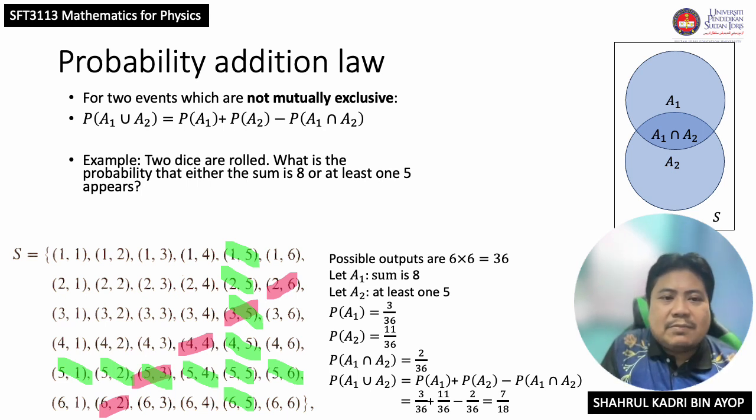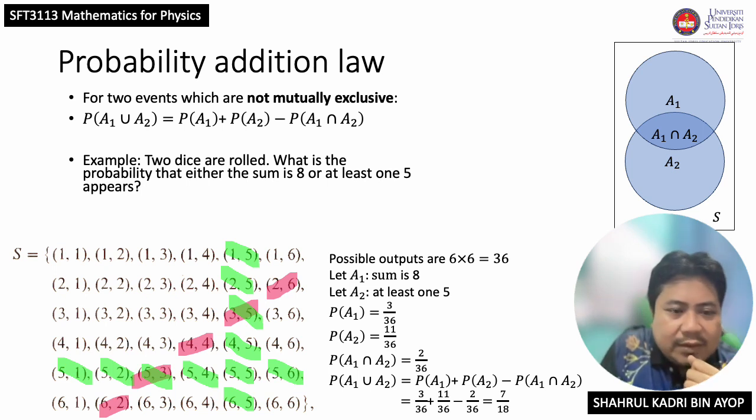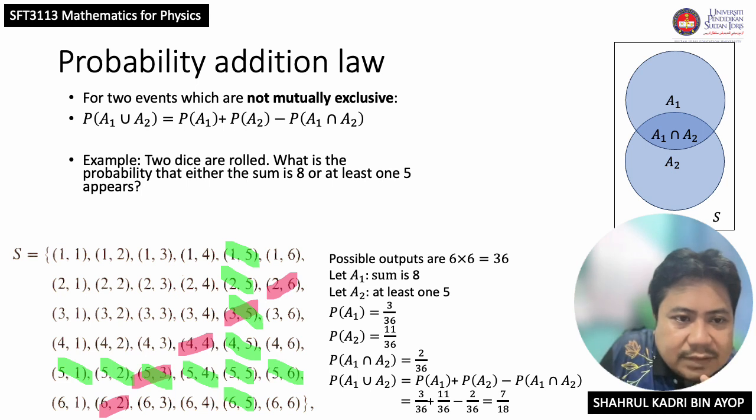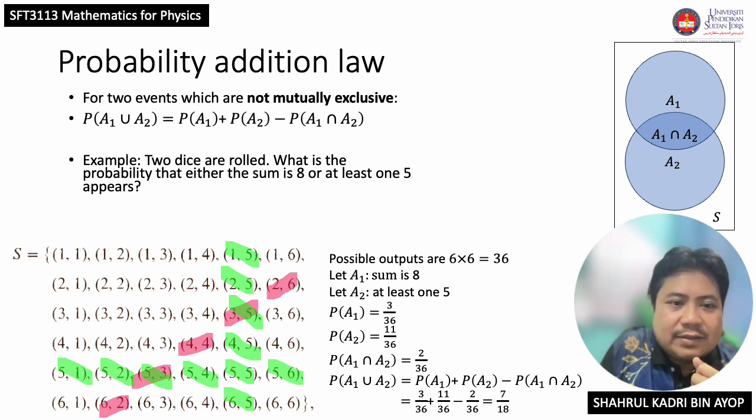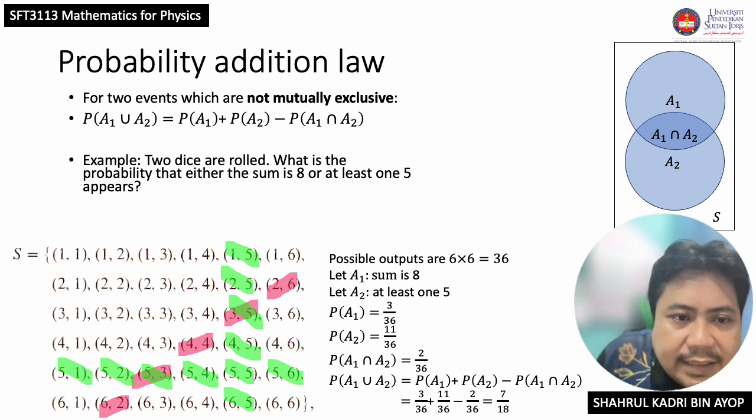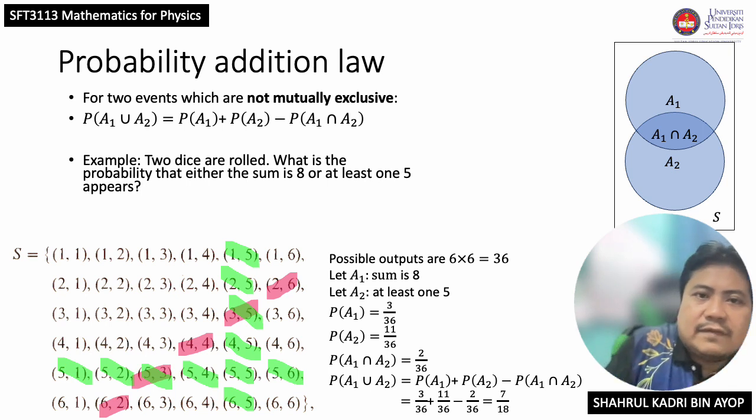Okay, so for the sum of 8, this is the sum of 8: sorry, not 8 or 6, sorry, (5,6)? Okay, this is the red one. So (2,6), (3,5). The red ones are the possibilities for a sum of 8, and the event for at least one 5 is green. Okay, so let A1 be a sum of 8. So we have the sum of 8, I have made some mistake here.